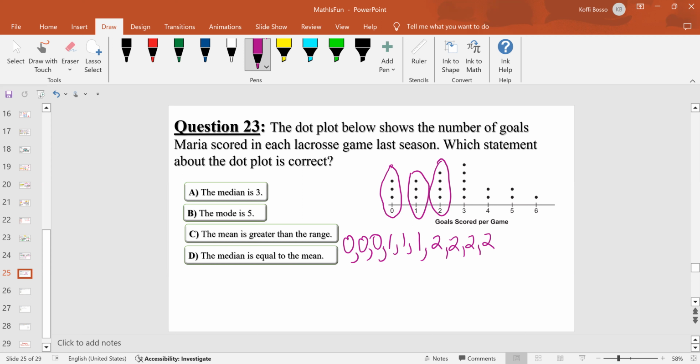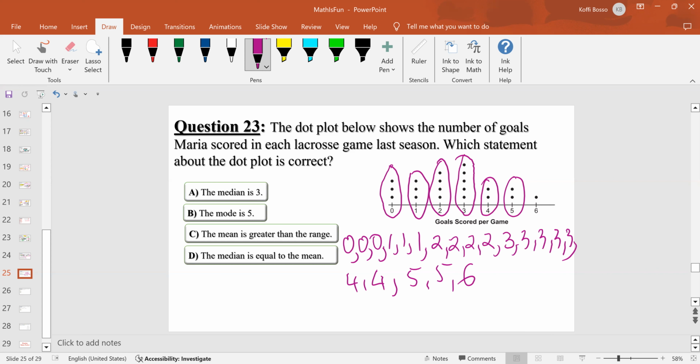After that, you have what? 3. How many dots you have on 3? 5. So you have 3, 5 times. After that, we have a 2 dot on 4. That means we have a 4, 2 times. And after that, we have a 5, 2 times. And after that, we have a 6, 1.